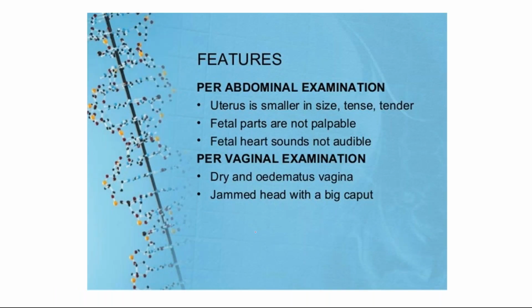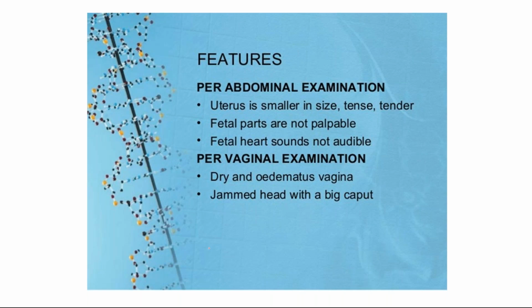Then features per abdomen: the uterus is smaller in size, tense and tender. Fetal parts are not well palpable because it is tetanic, there is no relaxation. Fetal heart sounds you may also not be able to make out, but now that CTG is there, it becomes very easy to diagnose all these abnormalities, both fetal abnormalities as well as the uterine action abnormalities.